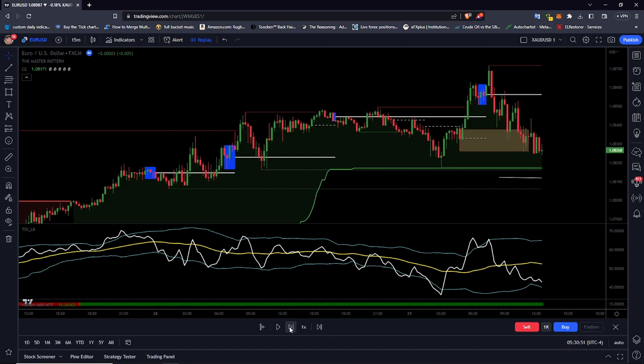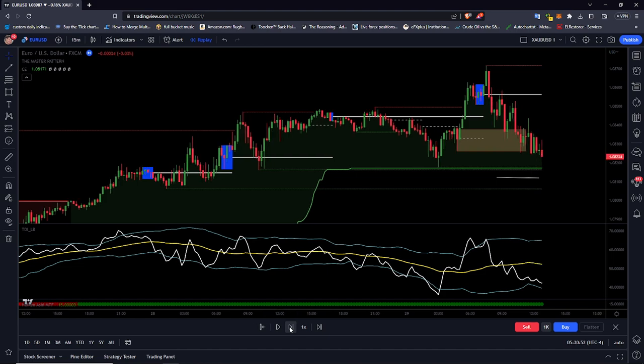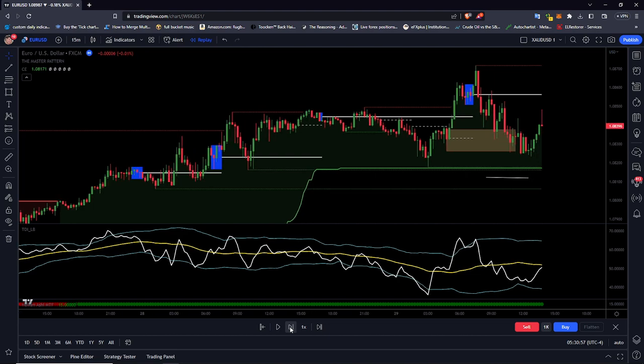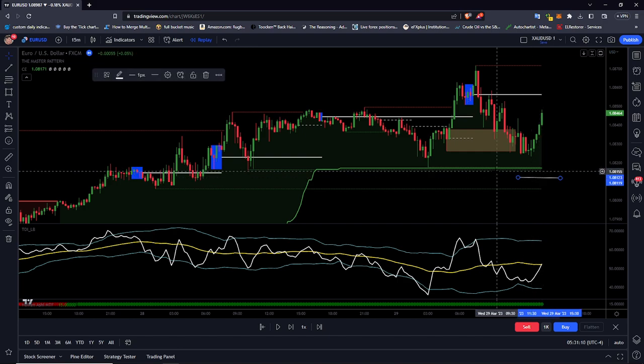So here I would buy again. I think I would keep buying, would buy here again. I would start to build a cluster here with the stop right below this line.